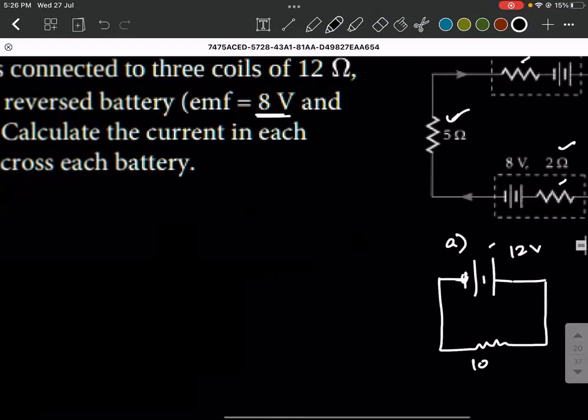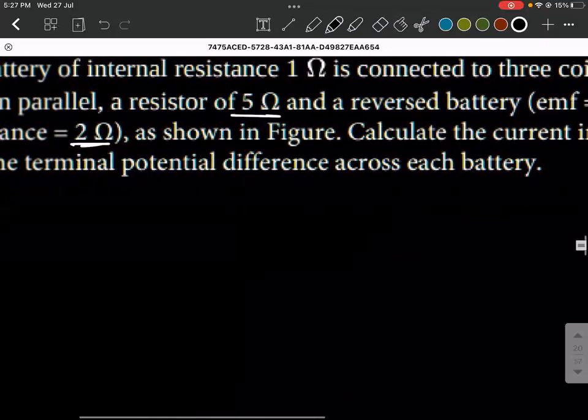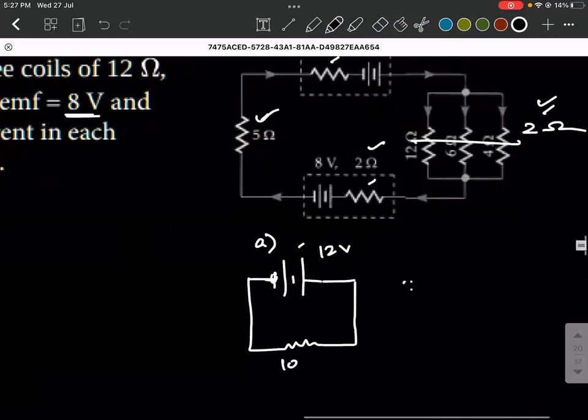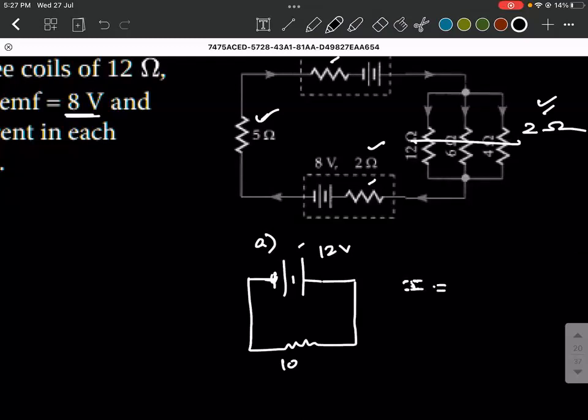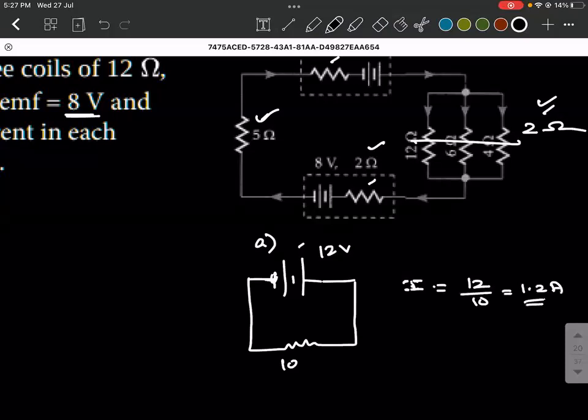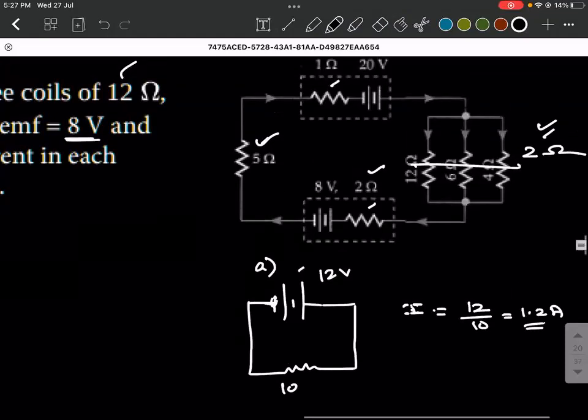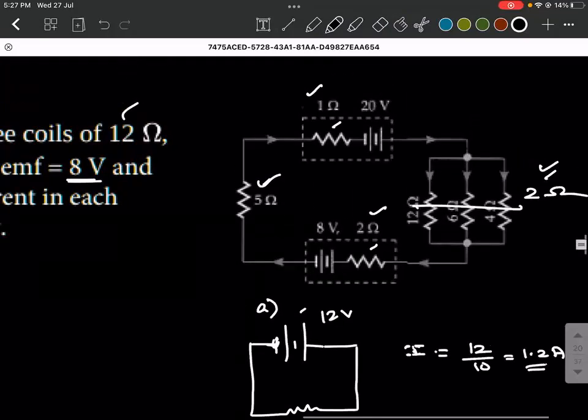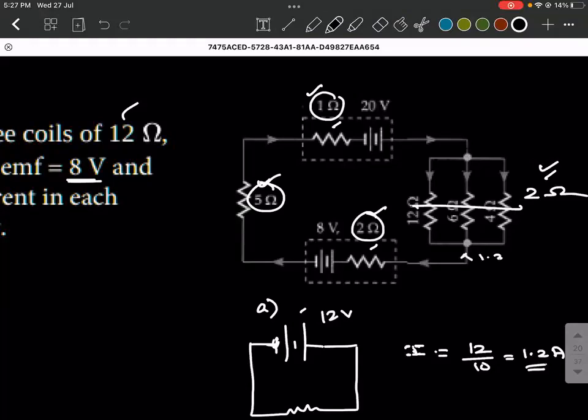Now what are they asking? Calculate the current in each and the terminal potential difference. So first, what is the total value of current that is flowing? I is equal to V by R, 12 by 10. So total current supplied is 1.2 ampere. That 1.2 ampere will flow through, without a doubt, 1 ohm, 5 ohm, and 2 ohm. Across all the three resistors, it is 1.2 ampere only. But that 1.2 ampere will get divided across the 12, 6, and 4 ohm resistors. Then how will you find it across them?